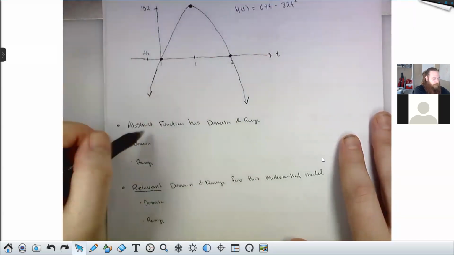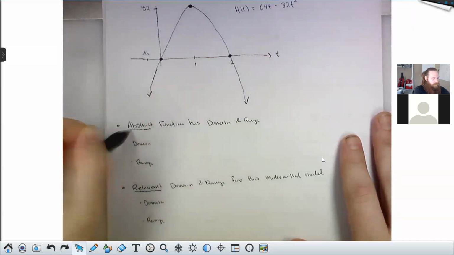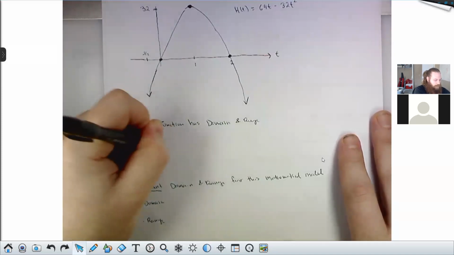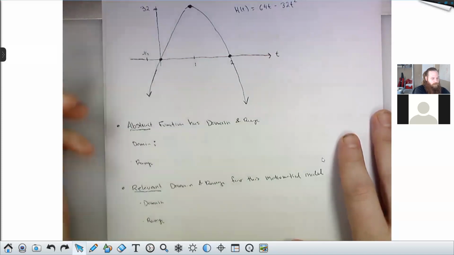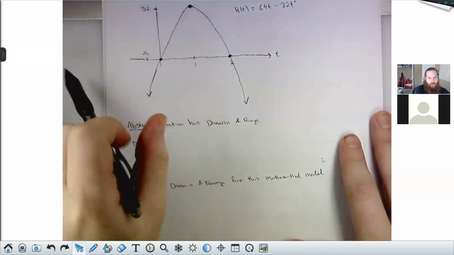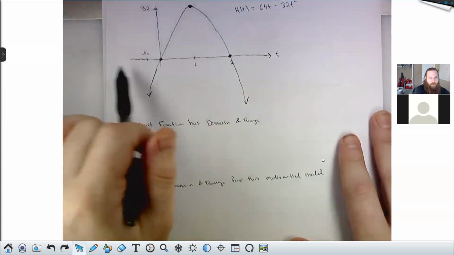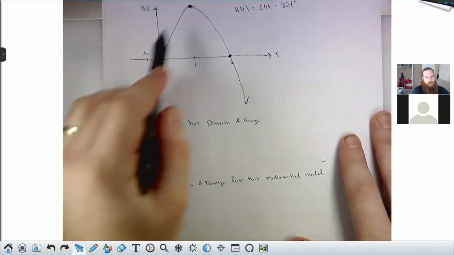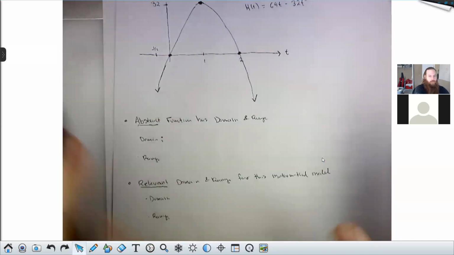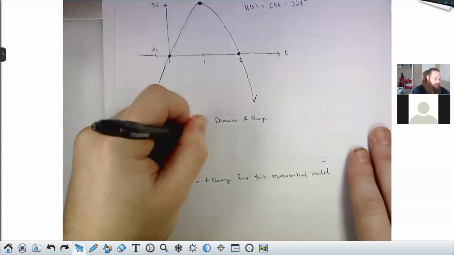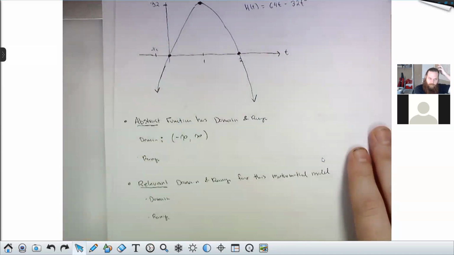But let's do the abstract domain and range first. The abstract domain, the domain for the abstract function here, meaning just thinking of this as a mathematical object, nothing to do with the real world. The domain is negative infinity to infinity. This parabola continues like this forever and ever and ever. The same is true for all polynomial functions. They always have this domain, negative infinity to infinity.